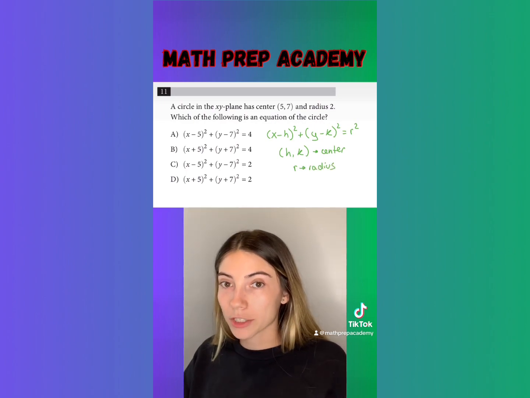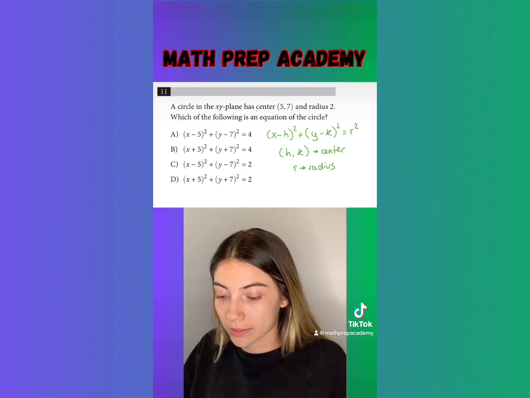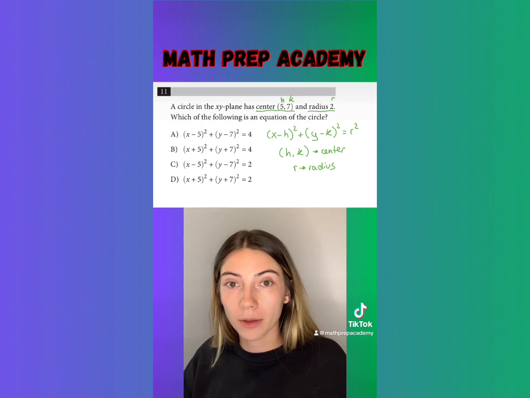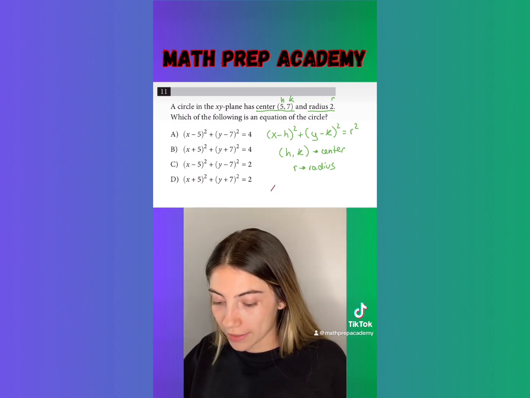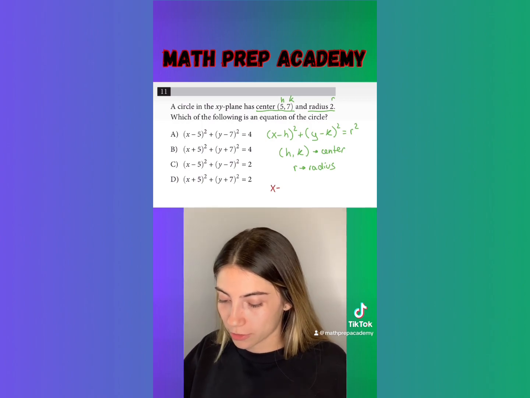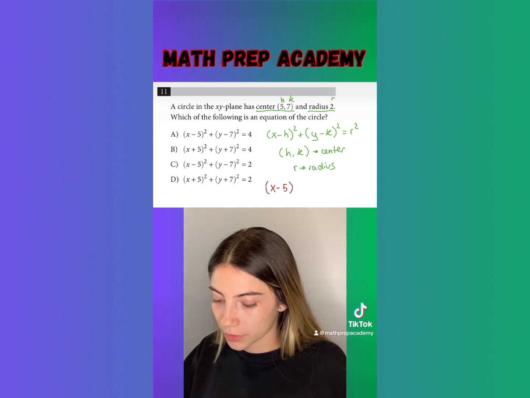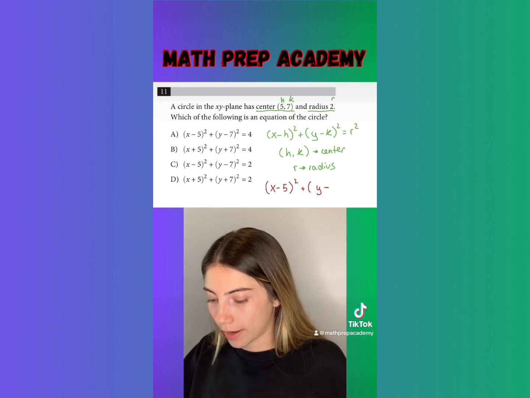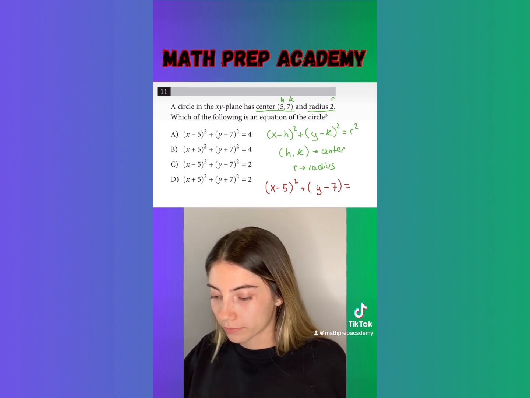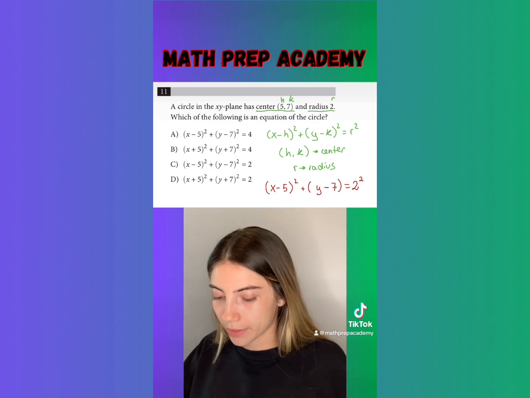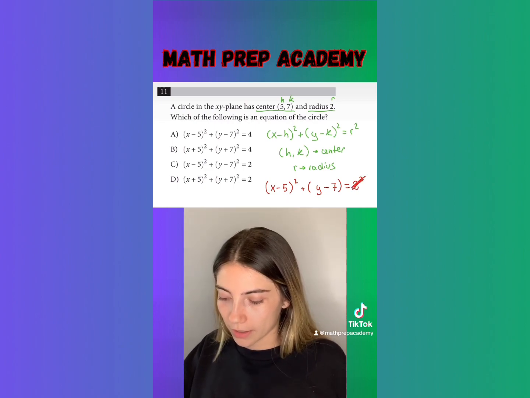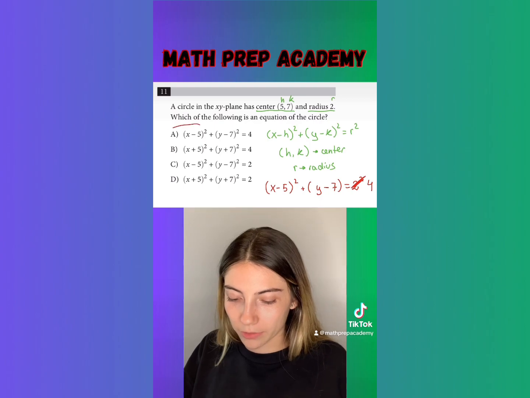So knowing this equation, it's pretty simple to answer. They tell us the center is 5 comma 7, so you know that's going to be your h and your k. And they tell us that the radius is 2, so that's going to be your r. So now we can just replace our numbers into our equation. So we know x minus h, so minus 5, squared, plus y minus k, so minus 7, squared, equals our radius, which is 2 squared. And 2 squared, we can rewrite as 4. So our answer is right here.